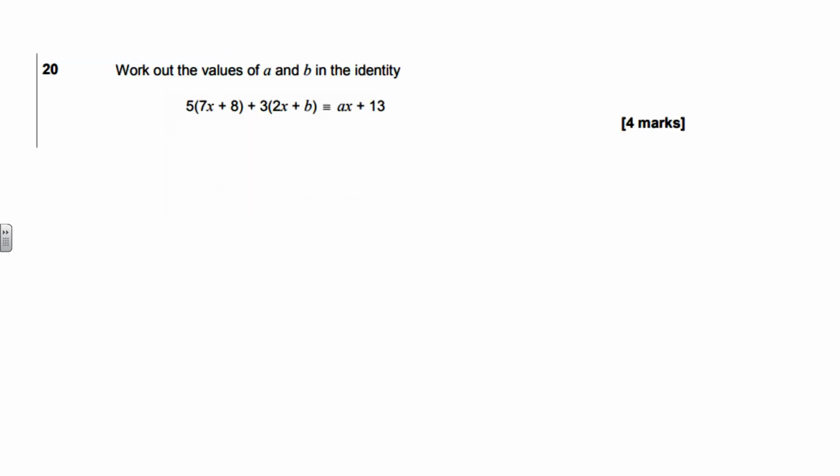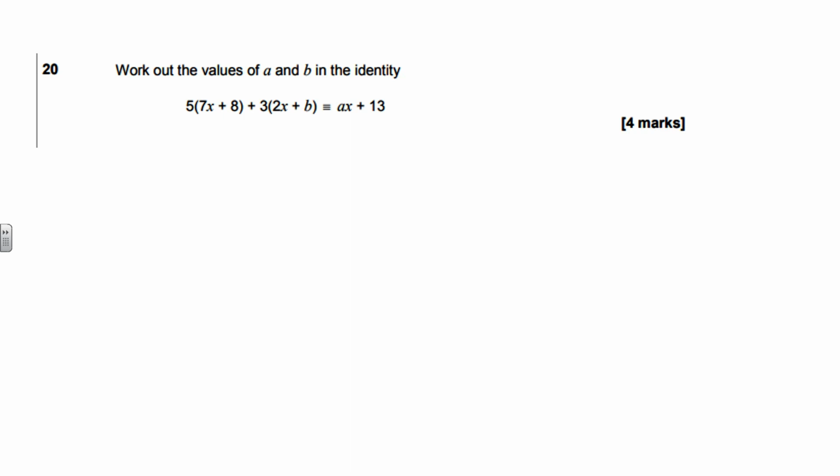Question 20, work out the values of A and B in the identity 5 bracket 7x plus 8 plus 3 brackets 2x plus b is identically equal to ax plus 30. Identity means that these things are equivalent to each other. They're always the same, and we represent those with a 3-bar equal sign. So whatever the values of A and B and X are, these two things are always the same.